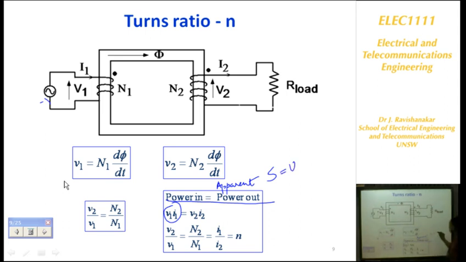So S is actually given by V times I, isn't it? Therefore V1 I1 on the primary should be the same as V2 I2, and according to that we get V2 on V1 is N2 on N1, and from this V2 on V1 is I1 on I2. This is called the turns ratio N. So the turns ratio of a transformer is N2 on N1. The voltage varies similar to the turns ratio, and the current ratio is the reciprocal of the turns ratio.